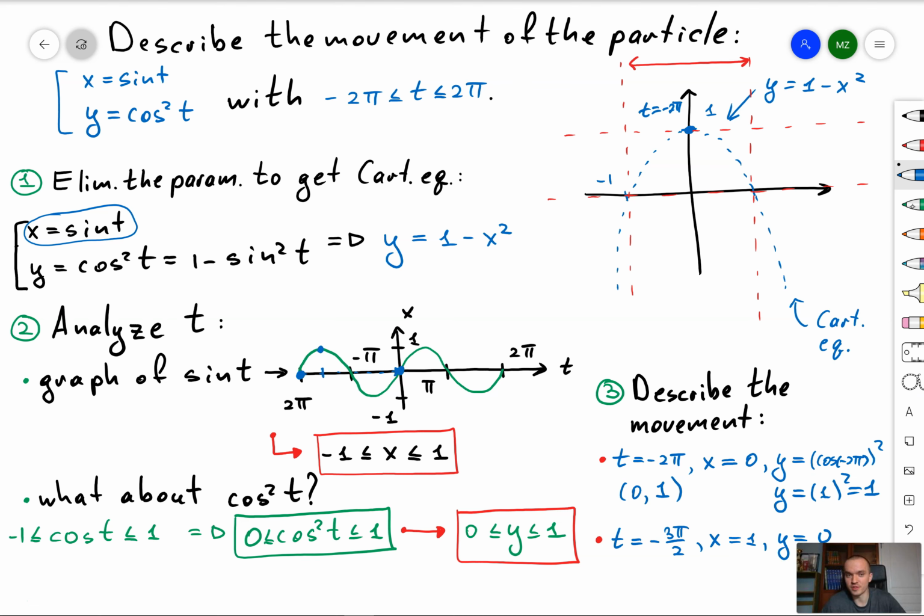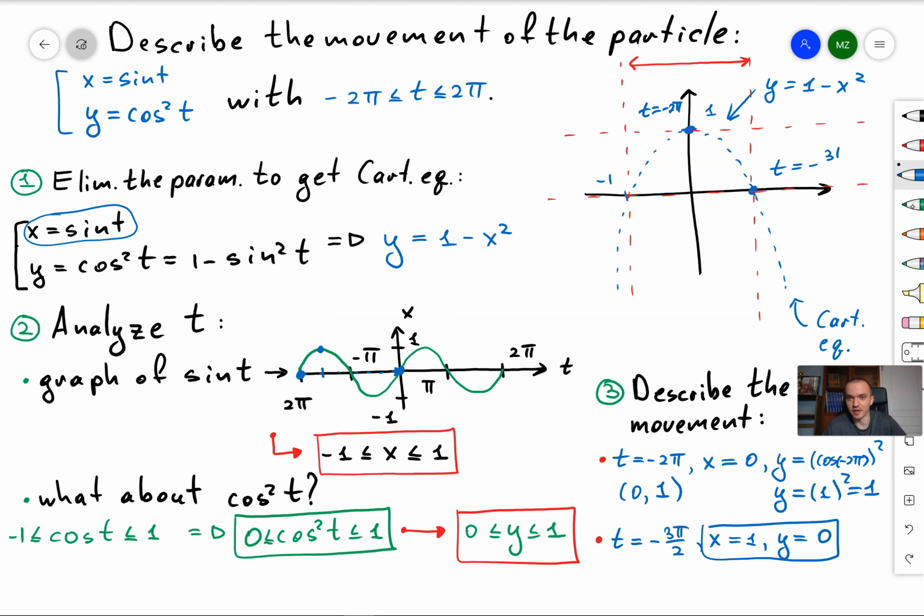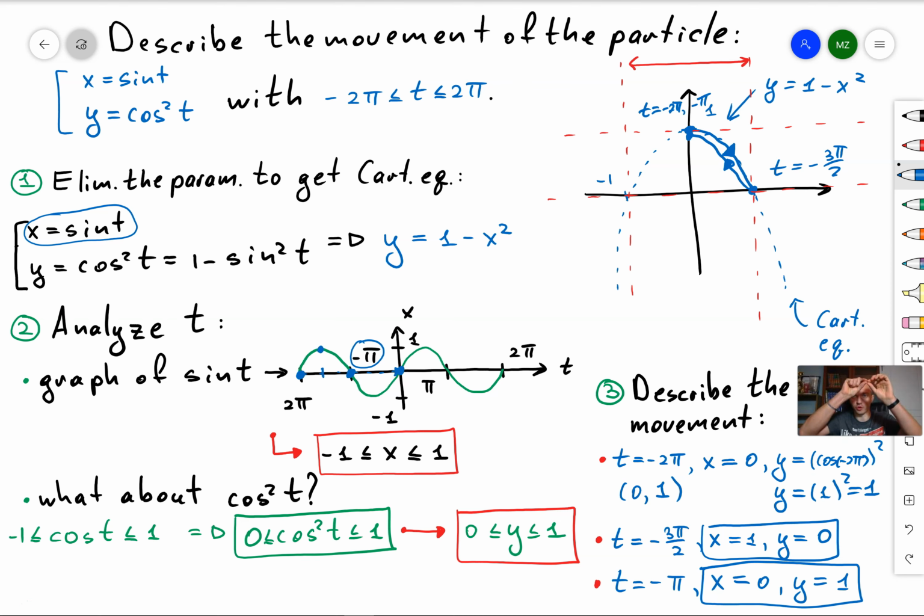Then what is going to happen with our sine? Our sine is going to become 1 and our cosine is going to become 0. And since we go from t equal to -2 pi to t equal to -3 pi over 2, we can see that we're going to move along our parabola down there. And then for the last point, when t is equal to -pi, I'm going to obtain the same point that I started with, 0, 1. So in other words, when t changes between -2 pi and -pi, I'm going to go along the parabola and come back.